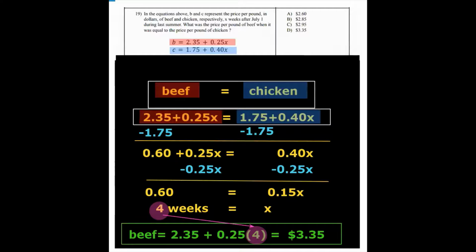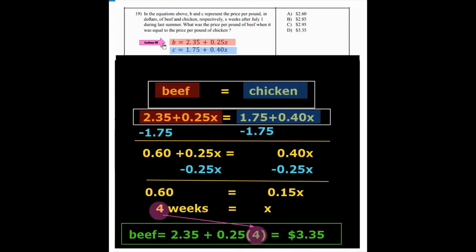Question 19. In the equations above, which are down below here, B and C represent the price per pound in dollars of beef and chicken, respectively, X weeks after July 1st during last summer. What was the price per pound of beef when it was equal to the price per pound of chicken? Well, beef is $2.35 plus a quarter for each week. It went up after July 1st.